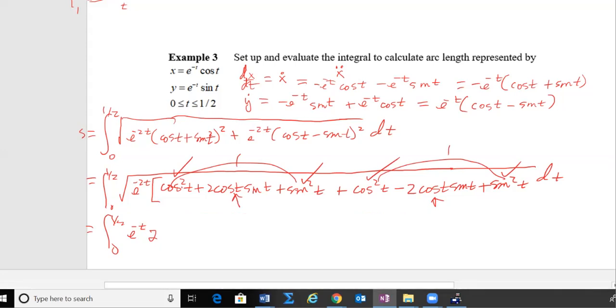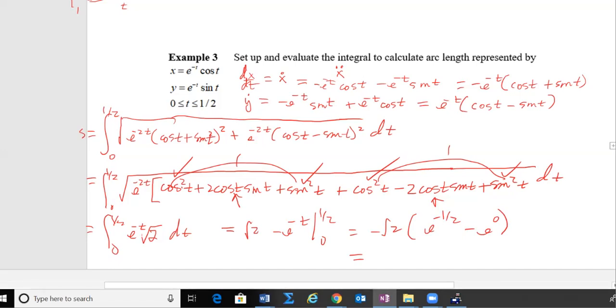That radical, we don't need something that big. It's just root 2, like that. Okay, so not a bad integral. You can pull out that root 2. You'll have a minus e to the minus t from 0 to a half, which is minus root 2 e to the negative half minus e to the 0.